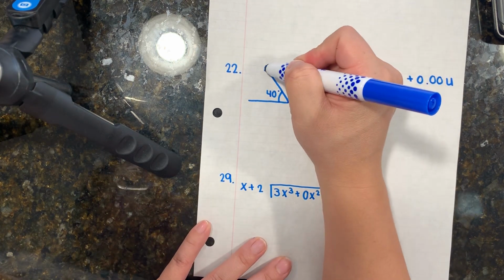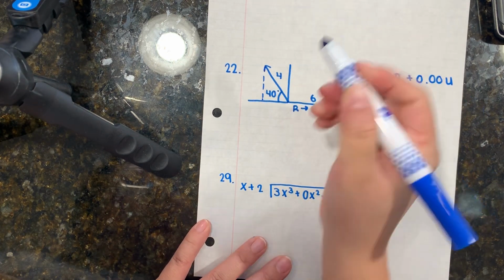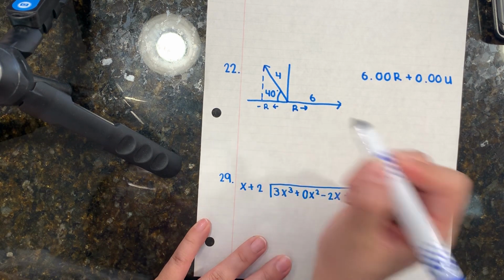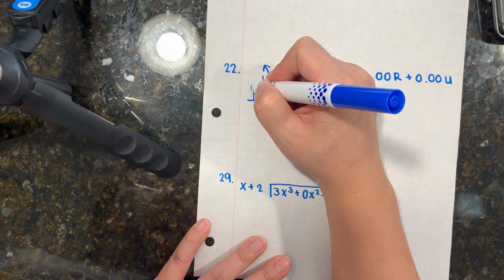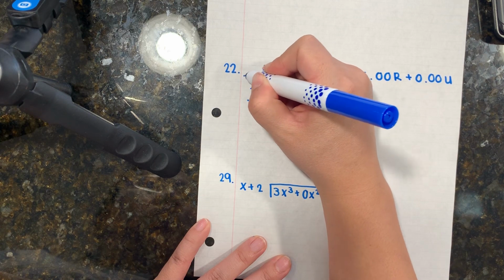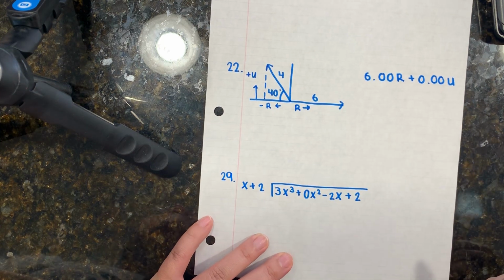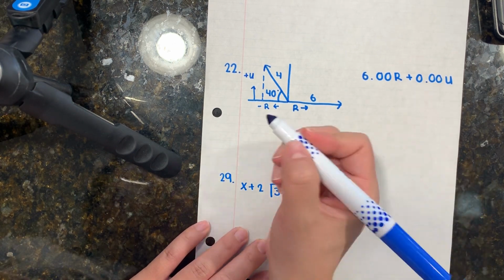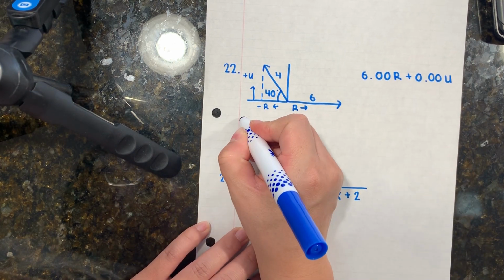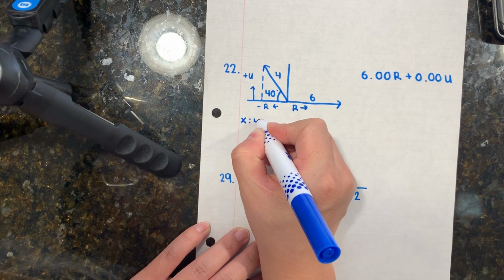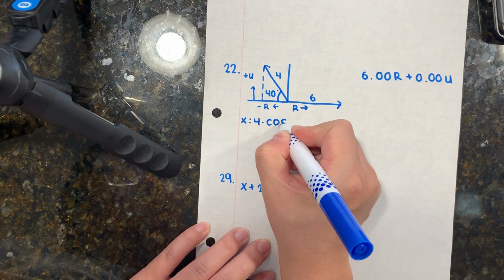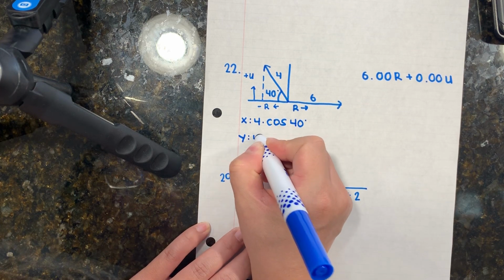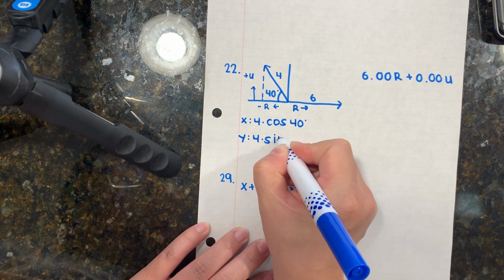Now I'm going to draw a triangle over here in this quadrant. Notice that this is going to the left of the origin, so my r is going to be negative, and then it's coming up off the x-axis, which will make my u positive. Now I'm going to use cosine to solve for r and sine to solve for u. So x would be 4 times cosine of 40, and then y will be 4 times sine of 40.